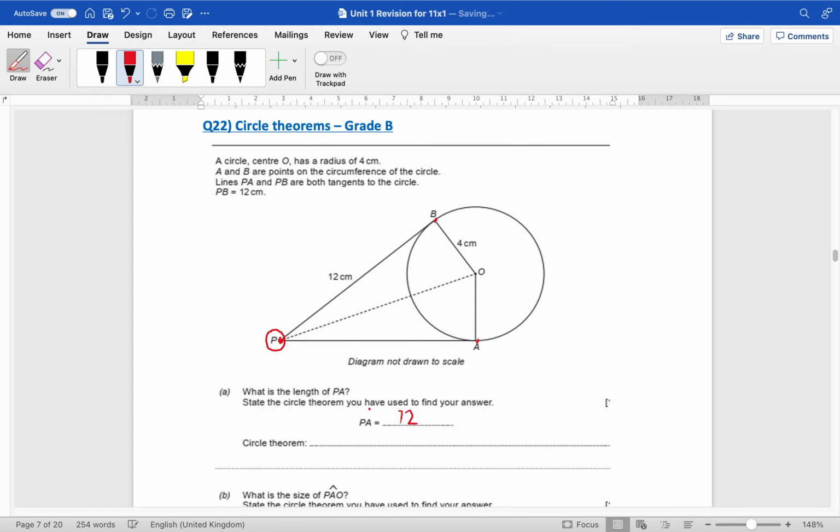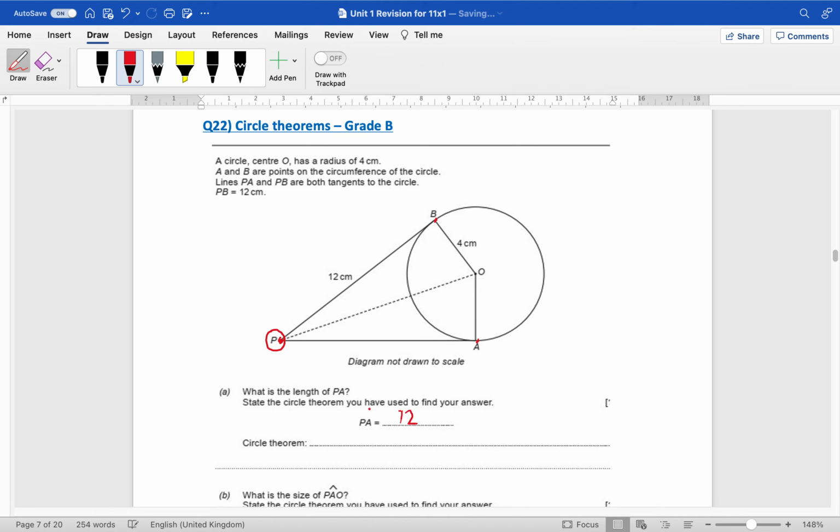It's 90, and my theorem is where a tangent meets a radius, or a tangent and a radius meet at 90 degrees. So circle theorem 2, okay? Calculate the area of the quadrilateral.